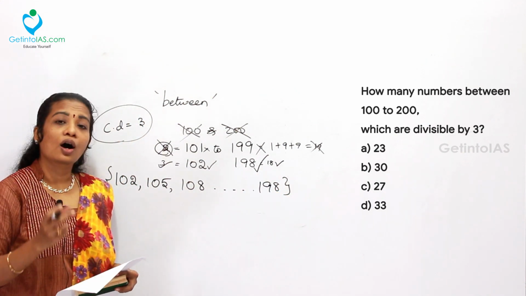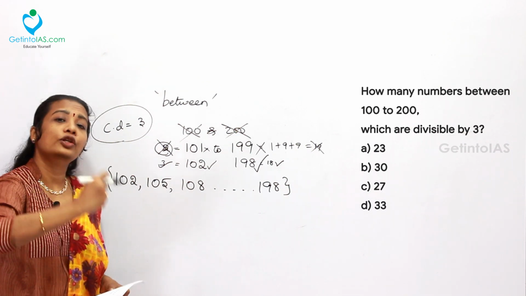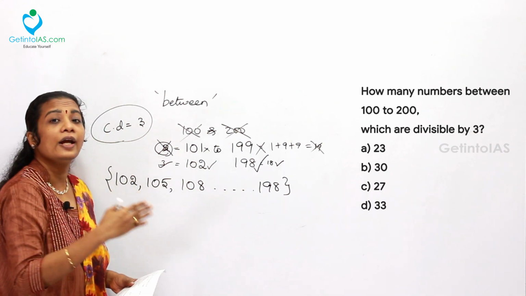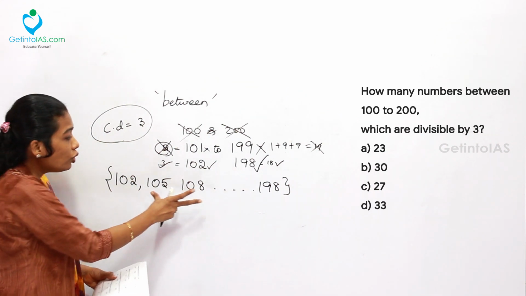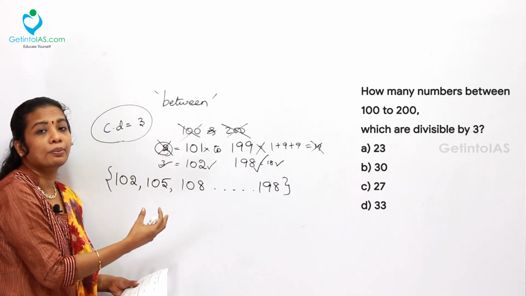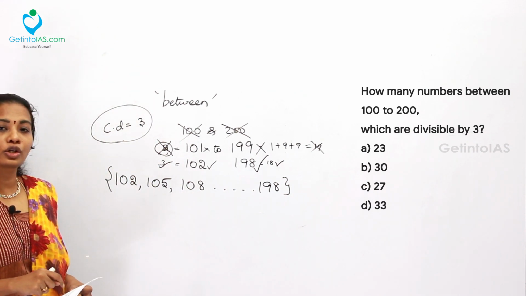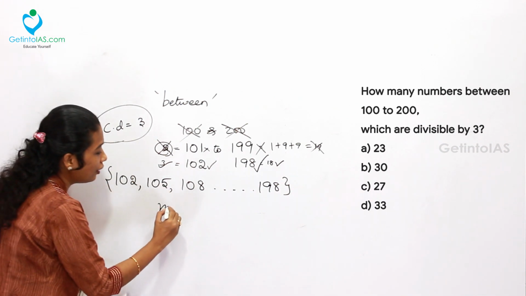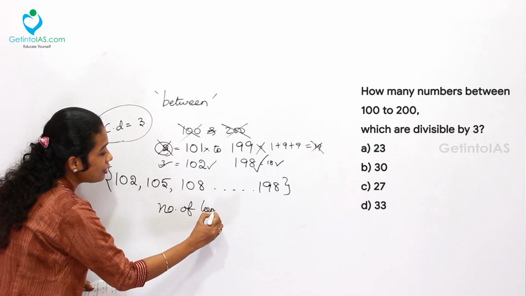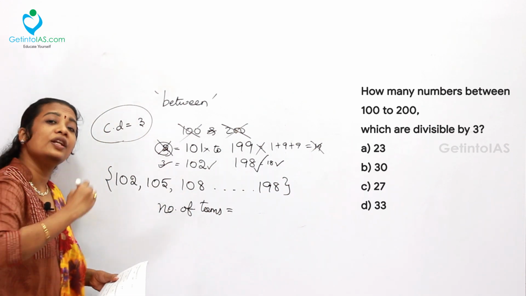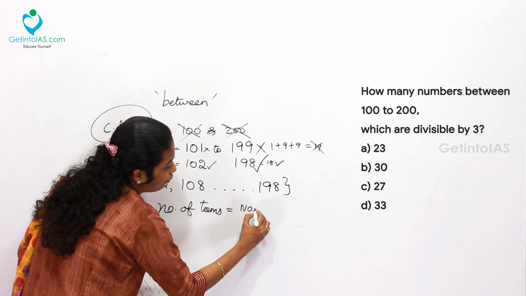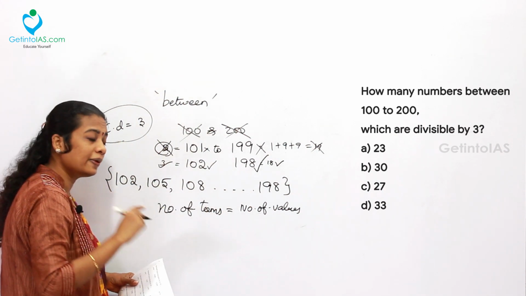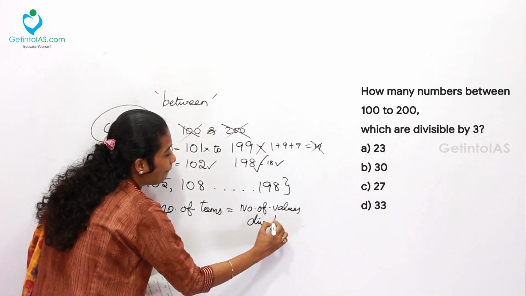Now we have formed the AP like this. Now you will have to find how many numbers between 100 and 200. This is the range between 100 and 200. From 102 is the starting point and 198 is the ending point of numbers divisible by 3. Now you will have to extract how many such numbers. For that, which formula do you want to use? You will have to simply take the formula for number of terms. Number of terms will be equal to the number of values. That is the answer for the question. How many numbers divisible by 3? Number of values divisible by 3.